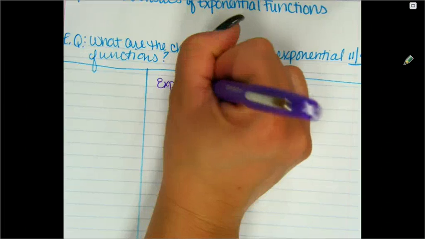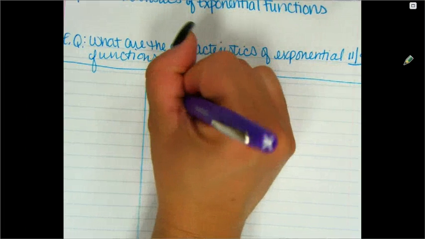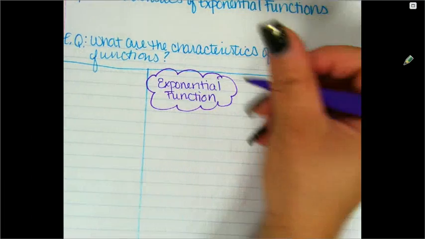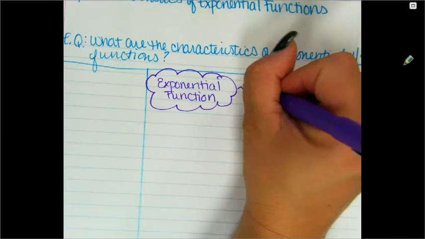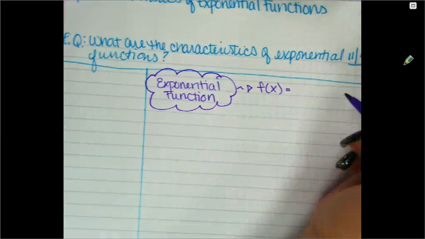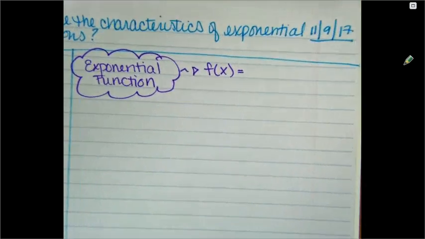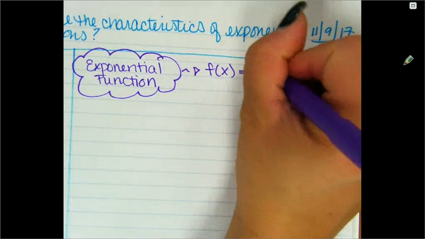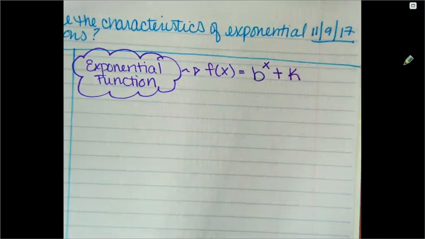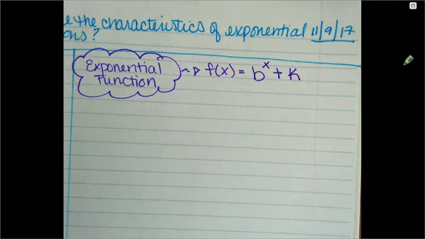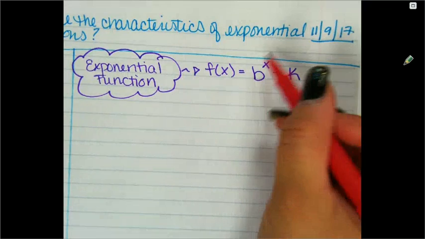All right, let's talk about what the function actually looks like. What's the function equation? An exponential function is in the form of f of x equals b to the x plus k. In IM2, we added an h. For now, there is no h. You will not deal with h in IM1, okay? It's just b to the x plus k.